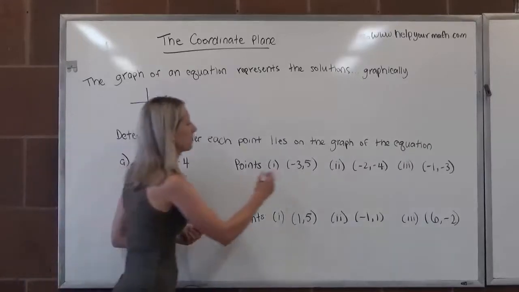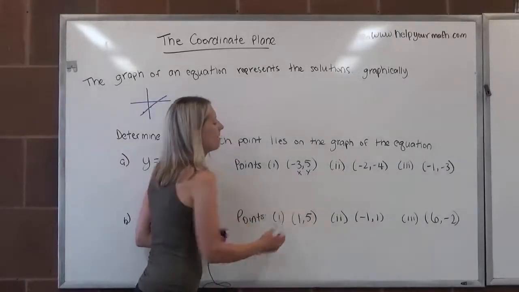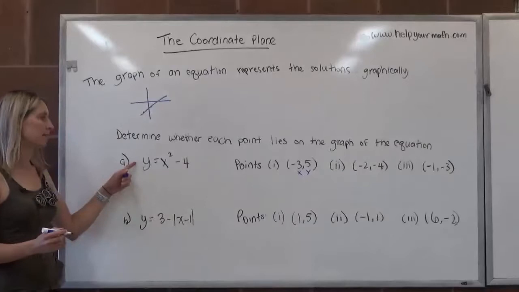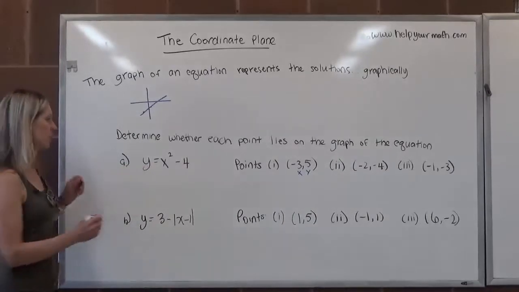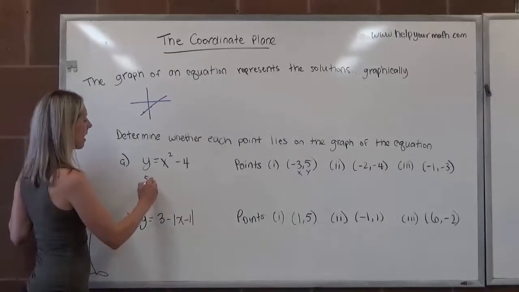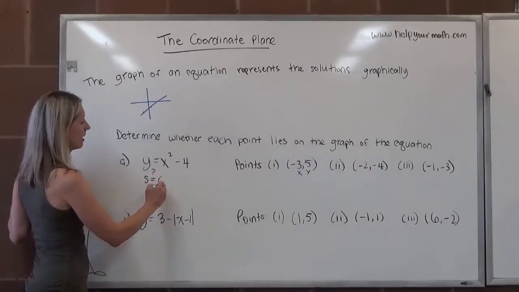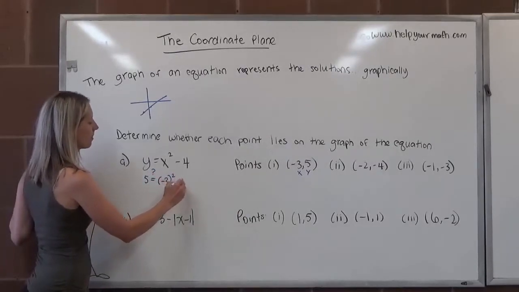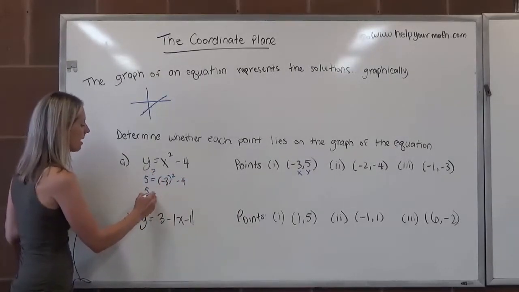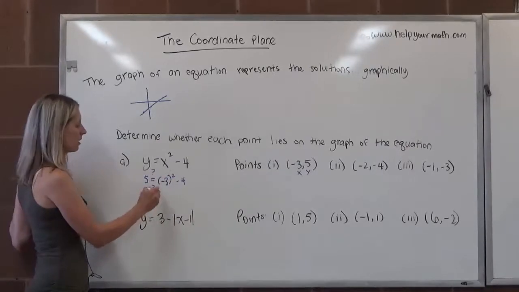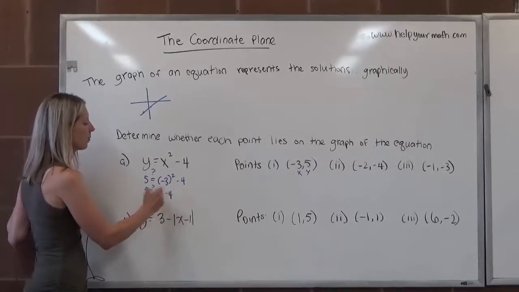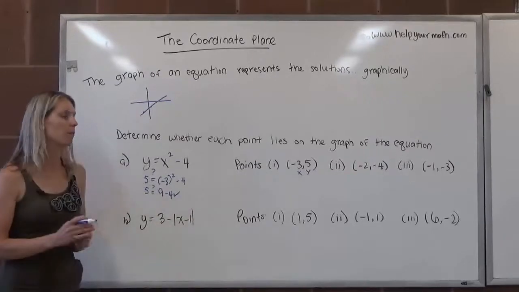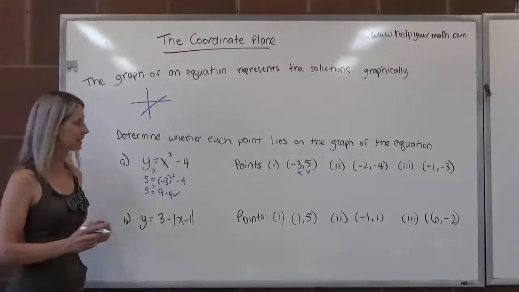So first, we're going to plug in -3 for x and 5 for y, and we're going to see if that point lies on the graph of this equation. So does 5 equal -3 squared minus 4? So does 5 equal -3 quantity squared is 9, 9 minus 4 is 5. So the answer for the first point is yes.